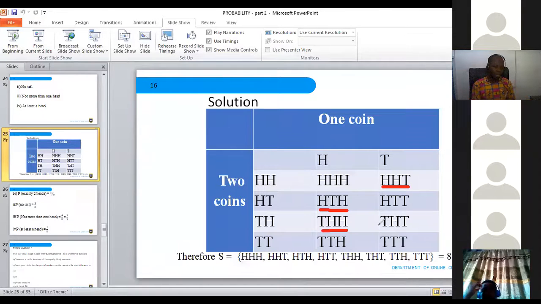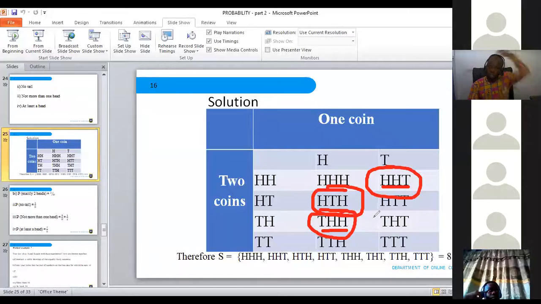So the probability of obtaining exactly 2 heads will be the number of events having 2 heads over the sample space. So the number of events there, we have 1, 2, and then 3. This is 1, this is the second one, and this is also the third one. So it's going to be 3 over 8. Did you get it now, Sadam?